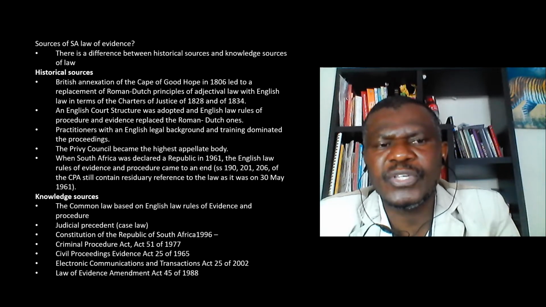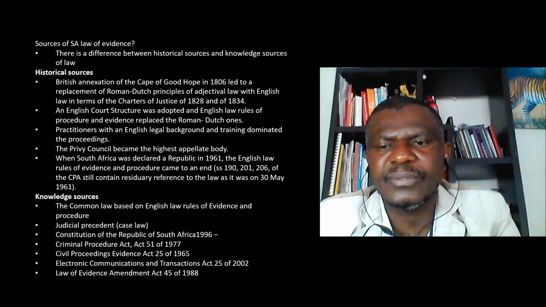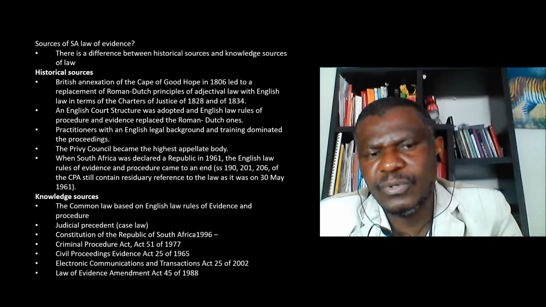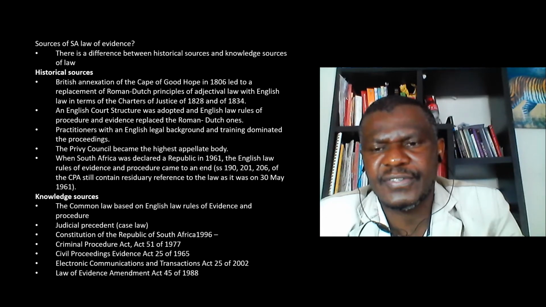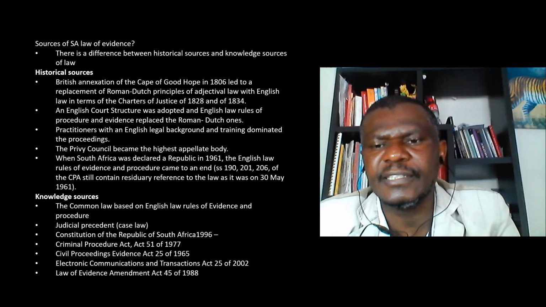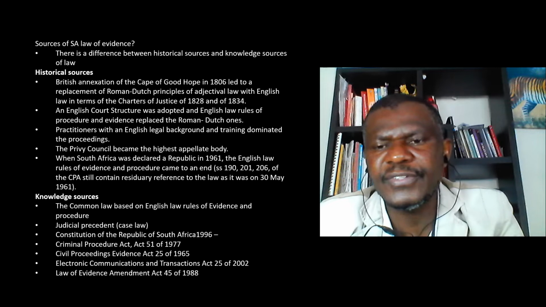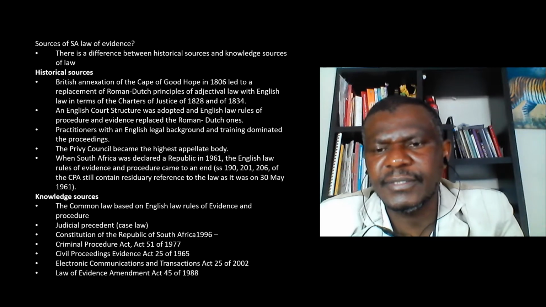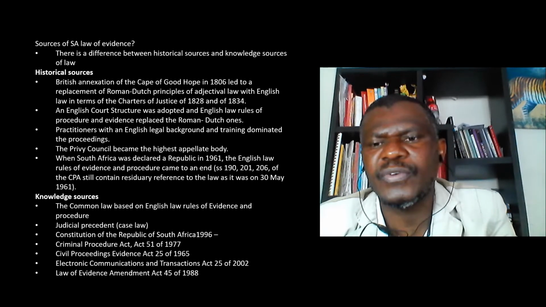So we call these knowledge sources because in order to find out what the law says, for instance, when you talk about the Law of Evidence Amendment Act, you find that it defines hearsay evidence, and then it even streamlines the circumstances under which hearsay may be admitted, that kind of thing. So that's as far as the sources of law of evidence are concerned.